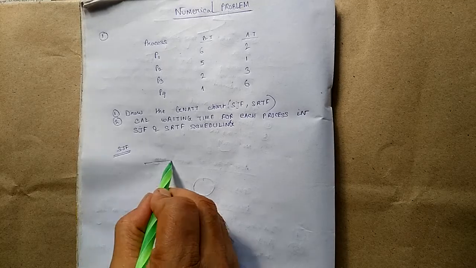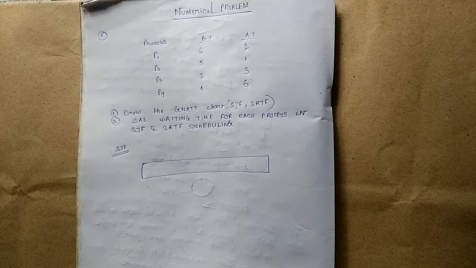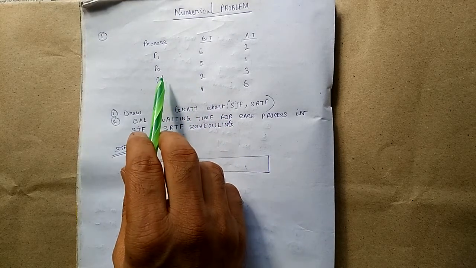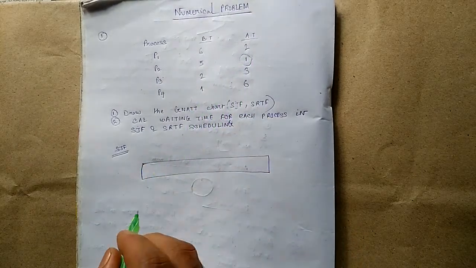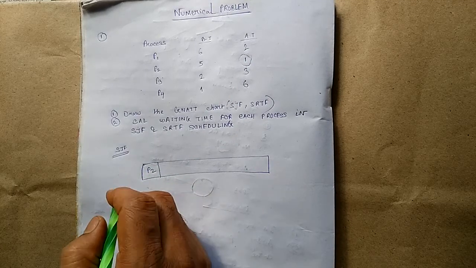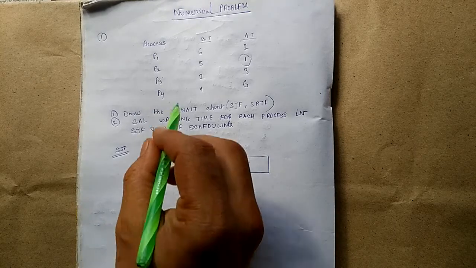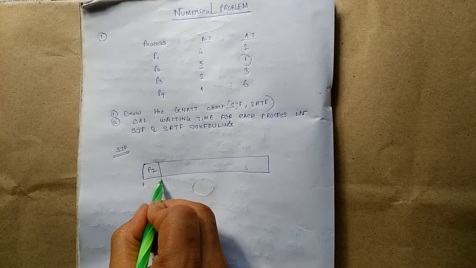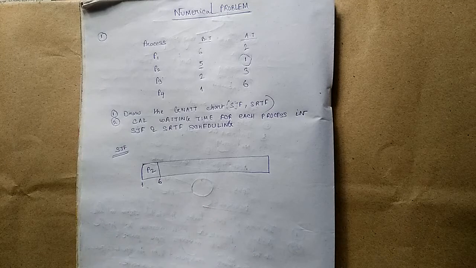So first we will draw the Gantt chart. Now from the arrival time, it is shown that process P2 comes first. So we will start with process P2. Process P2's arrival time is 10.01 or 1, and its burst time is 5, so simply we will add to get its completion time or finish time. So process P2 finishes.